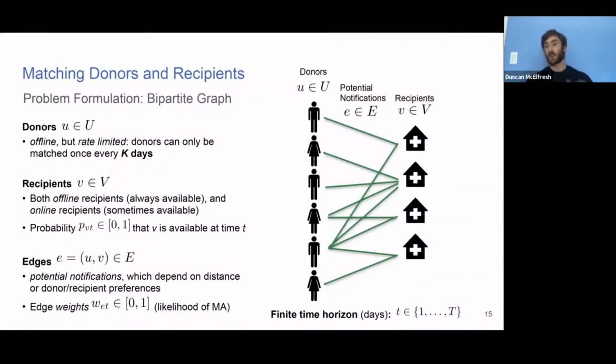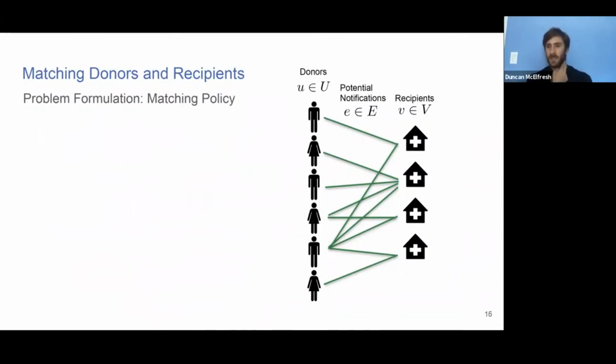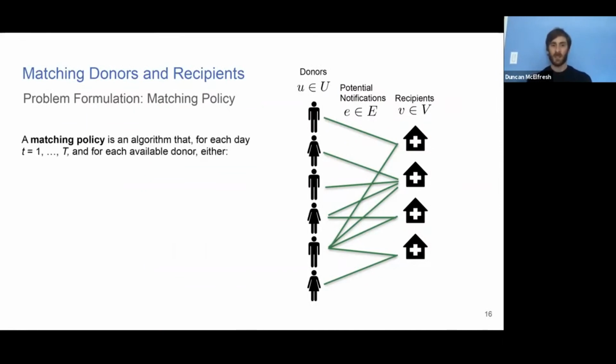So donations are an ongoing process. And as I said, some recipients will appear and then disappear from the system. So we have a finite time horizon of, say, T days. Now, what is the solution that we have to this matching problem? I'm going to call this a matching policy, which is an algorithm that for every day in the time horizon and for each available donor, that is someone who hasn't been notified in the last K days, either matches the donor to an available recipient or chooses not to match the donor.